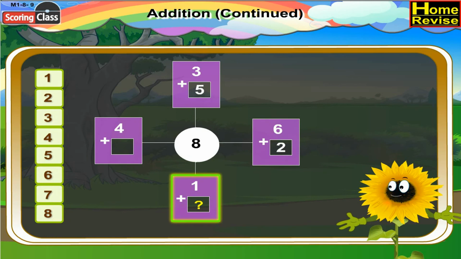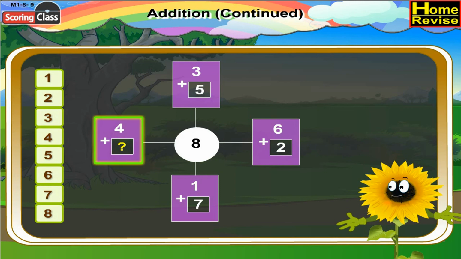What should be added to 1 to get 8? Our counting will begin from 1 till 8. So it is 2, 3, 4, 5, 6, 7, 8. So 7 should be added to 1 to get 8, which means 1 plus 7 is equal to 8.